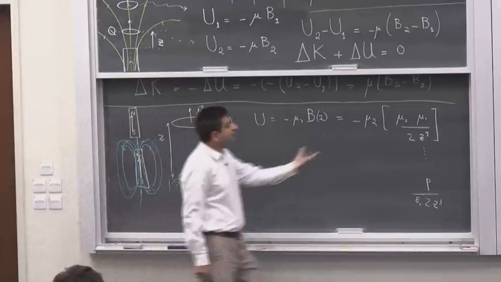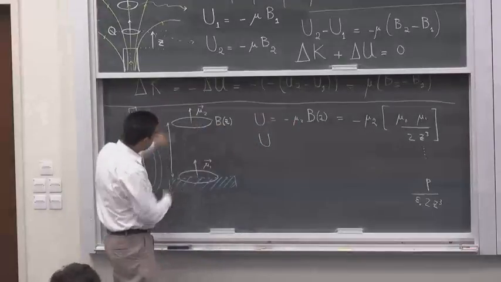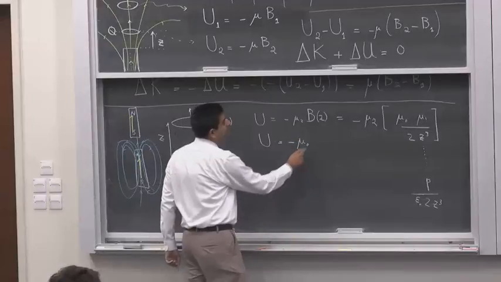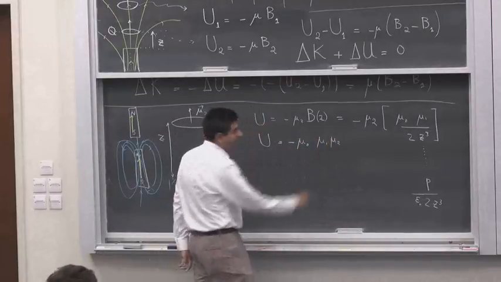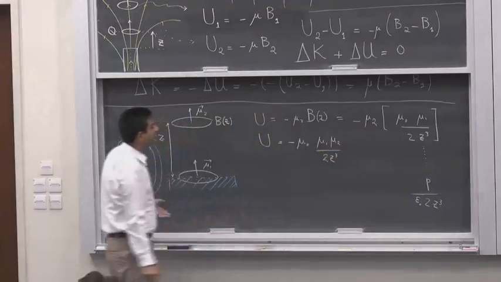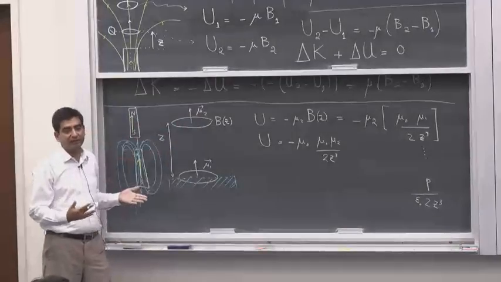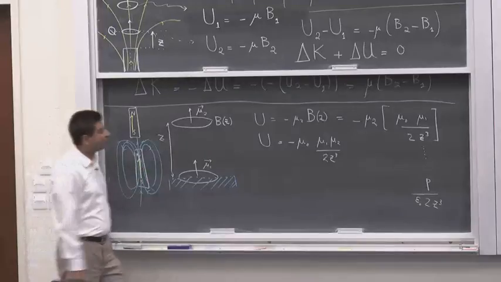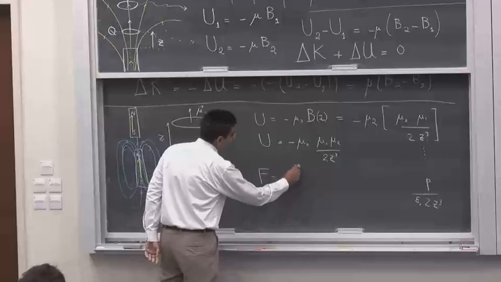Alright, so with this expression, the energy of this dipole at a distance z is given by minus mu naught into the product of the individual magnetic moments divided by 2 pi z cube. Now the stronger this dipole moment, the greater will be the energies, either positive or negative. Now we would like to find out the force on this object. So we know from classical mechanics that the force is given by minus dU by dz.